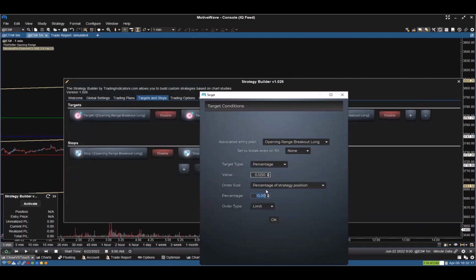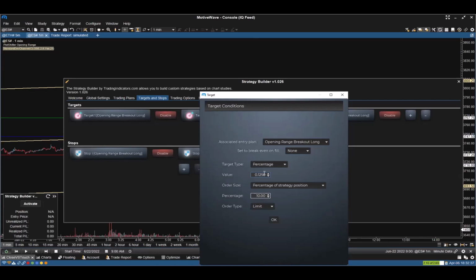But if we hit our first target, our position size is going to be reduced, right? Because we started with 100 units. We're going to hit our first target. It'll close 40 units. We'll have 60 left. And this will actually dynamically adapt. So if you play around with the strategy builder, you play around with automated strategies, you're going to see how useful this is.